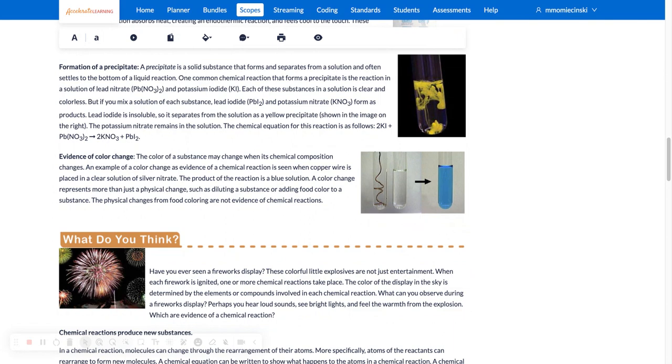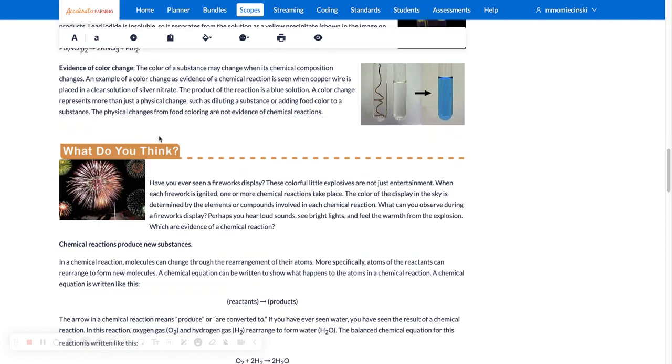Each of these substances in a solution is clear and colorless, but if you mix a solution of each, lead iodide and potassium nitrate form as products. Lead iodide is insoluble, so it separates from the solution as a yellow precipitate, shown in the image to the right. The potassium nitrate remains in the solution. The chemical equation for this reaction is as follows. So remember, we have the reactants on the left, products on the right.